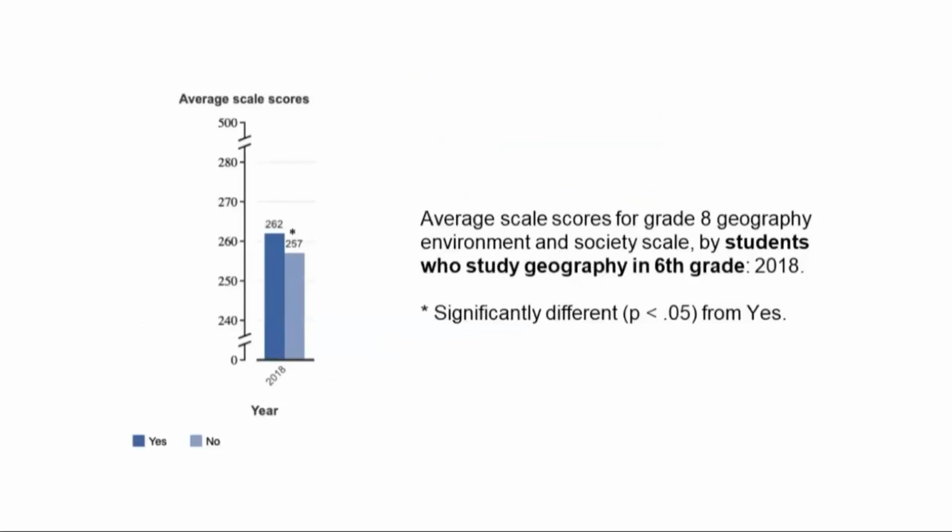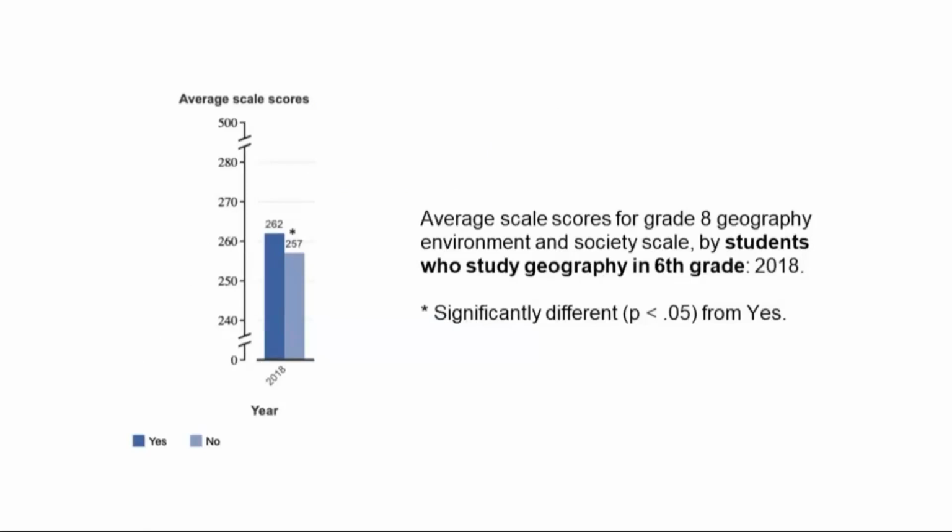Using the Data Explorer, I generated a report with a t-test of significance to compare scores of students on the basis of whether they had a geography class in the 6th grade. This chart shows students who had a 6th grade geography class scored 5 points higher on average than those who did not, which is a statistically significant result. This suggests prior geography coursework may be a factor contributing to higher geography achievement in later grades.